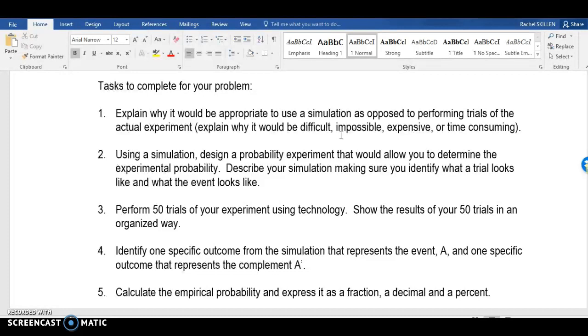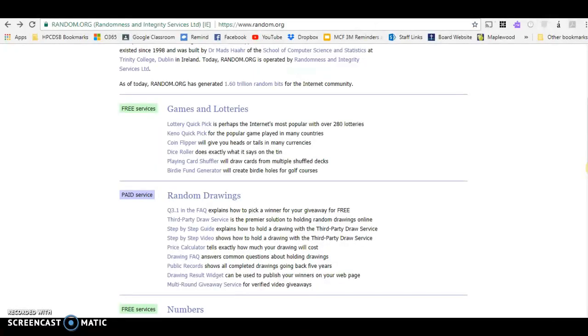The second thing you're asked to do is to design a probability experiment that we can use to actually come up with the experimental or empirical probability here. So we want to identify what does a trial look like and what does the event look like. In order to do this, we're going to use a website called random.org. And in random.org, it gives you some different options for doing randomized things.